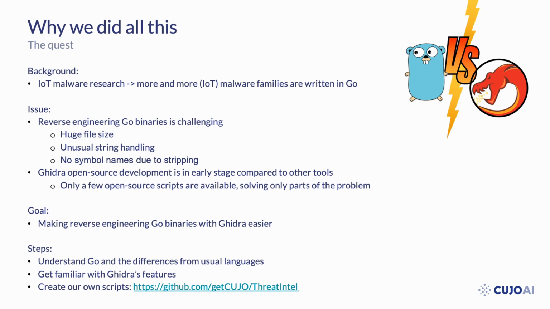Ghidra, an open source disassembler, is still in its infancy phase, so basically only a few open source scripts have been made available to tackle this problem, but none of them seem to work consistently. Our goal was to make Go reversing with Ghidra easier, and in order to achieve that, we had to understand Golang and how it's different from other languages, but also to get familiar with Ghidra as well, and finally to create some scripts.